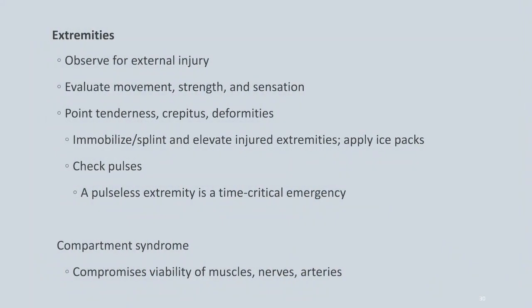The extremities would be inspected next, observed for any external injuries, and we evaluate the movement, strength, and sensation of each extremity. You're going to be checking for symmetry as well. Point tenderness, any crepitus, any deformities. Immobilize and splint and elevate any injured extremities and apply ice packs. Check pulses, especially distal pulses if there are any injuries to that extremity.